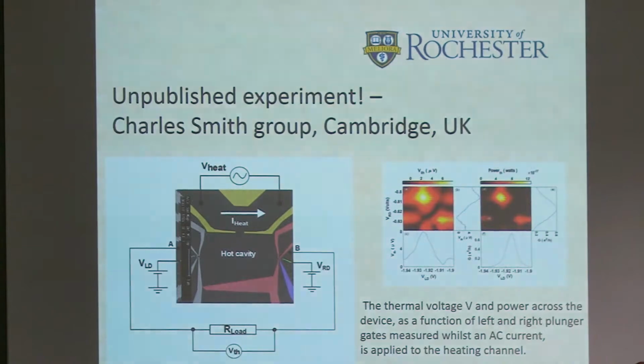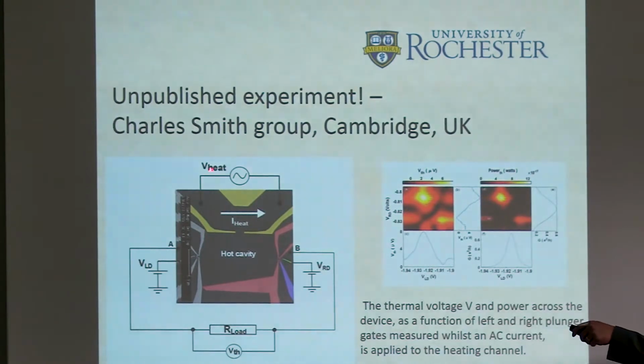So this is the sample that they created. This is a false color image, but the hot cavity we have is here. We have the two resonant tunneling quantum dots here and here. And you have these little plunger gates to be able to control them and also have current flow in and out through these channels. And so what they do is basically they implement our proposal by then heating this channel.